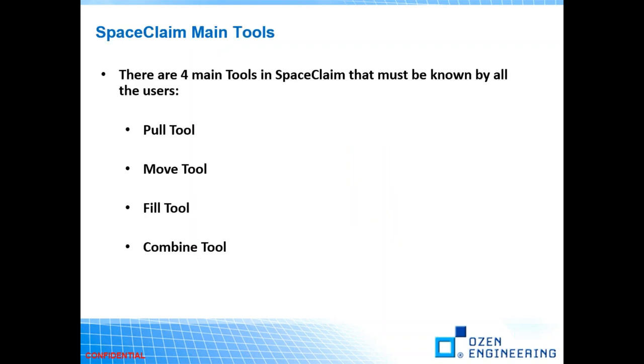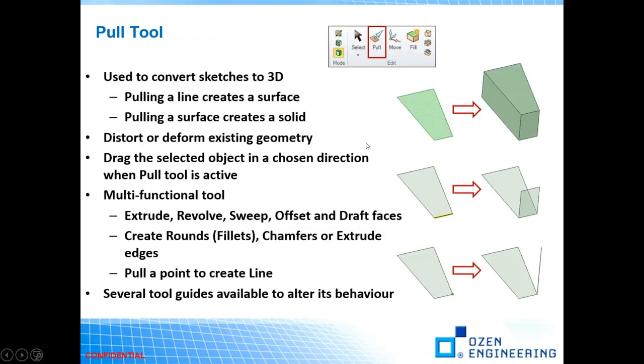Okay, so in SpaceClaim there are different tools, but these four tools here are basically the main tools that you use to do everything. Like literally everything you want to do, you can do it with these four tools: pull, move, fill, and combine. This is what helps you to create any geometry you are trying to create for your analysis or even just for CAD.